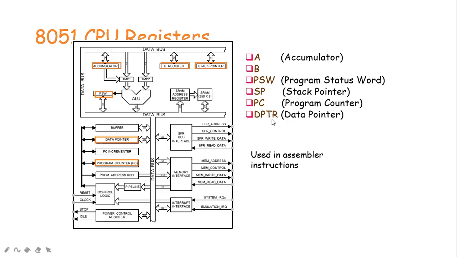Next one is the data pointer, DPTR. Data pointer is also a 16-bit register, made of DPH, the higher byte, and DPL, the lower byte. So that means it can be used either as an 8-bit register or a 16-bit register. If used as 8-bit, it can be used as two 8-bit registers. To access the external RAM, it should be used as a 16-bit register. So this data pointer always points to a data memory location. This is about the CPU registers of the 8051 microcontroller.